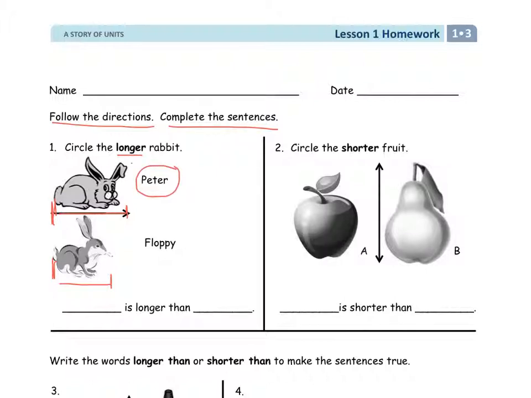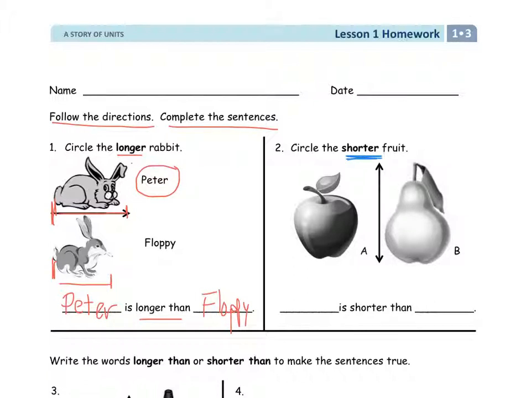and I see that Peter is longer than Floppy. So when I go to write this statement down below, it says longer than, so I know Peter is longer than Floppy. So when I look at the second one, I see shorter fruit.